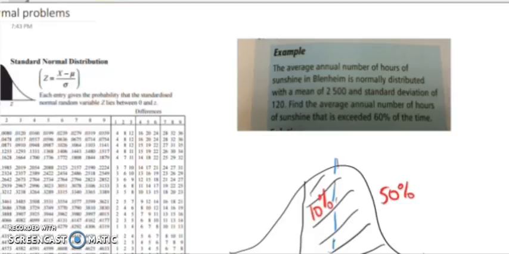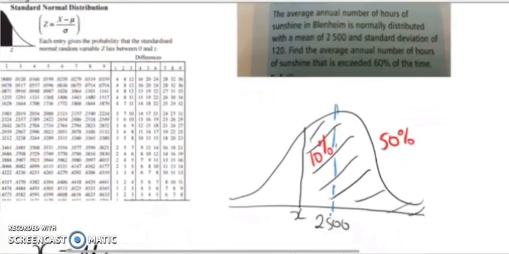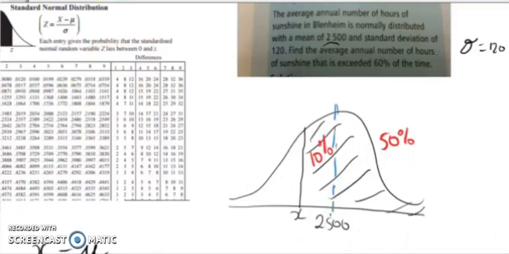So the average annual number of hours of sunshine in Blenheim is normally distributed. So I've drawn a normal curve. It's got a mean of 2,500, so I've put that in, and a standard deviation equal to 120. We want to find the average annual number of hours, so I want to find the x of sunshine that is exceeded 60% of the time. So we have to read that piece carefully, exceeded 60% of the time.